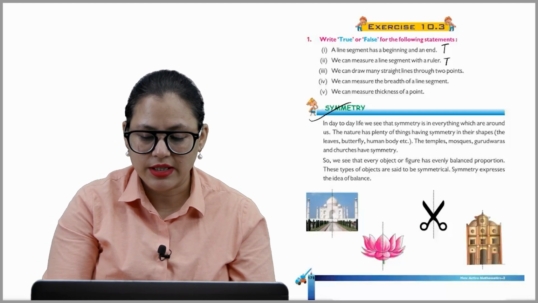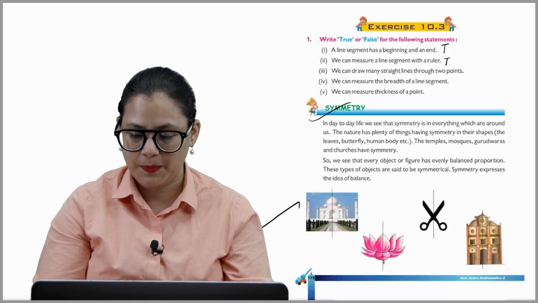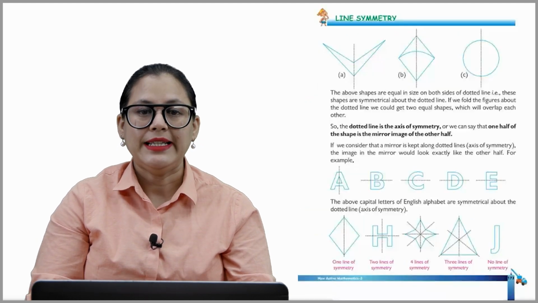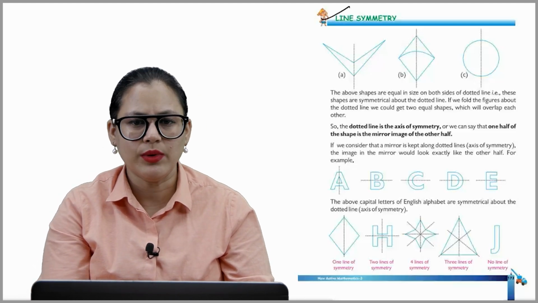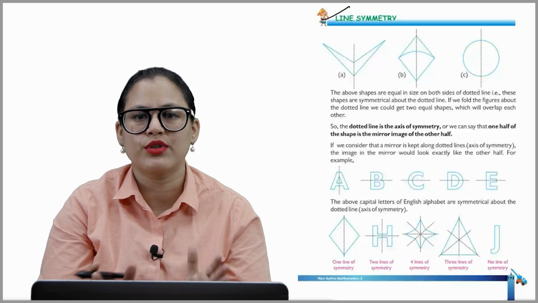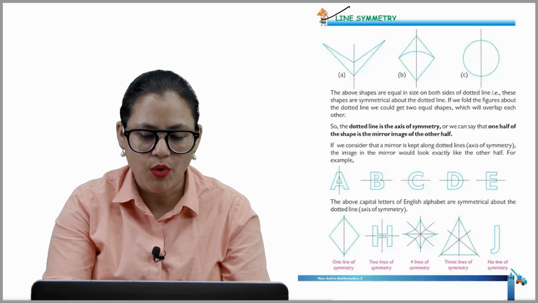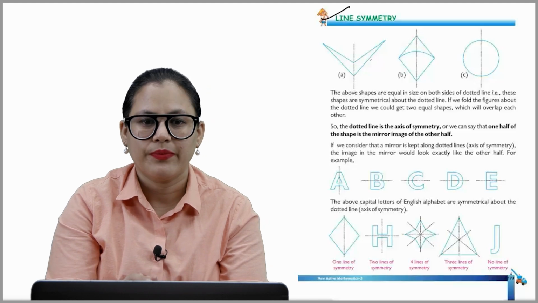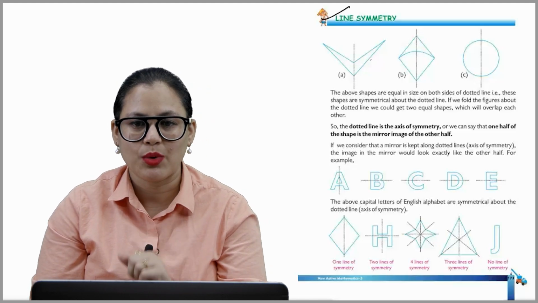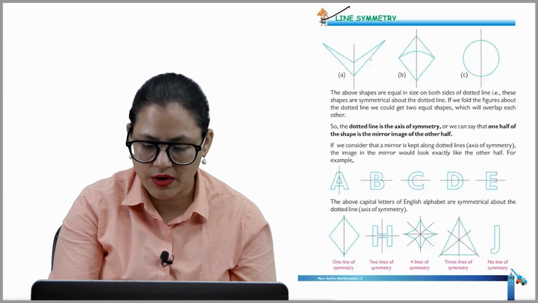Okay, can you see these pictures? All these pictures are symmetrical. Line symmetry. The above shapes are equal in size on both sides of the dotted line. That is, shapes are symmetrical about the dotted line. If we fold the figure about the dotted line, we get two equal shapes which will overlap each other. So, the dotted line is the axis of symmetry.